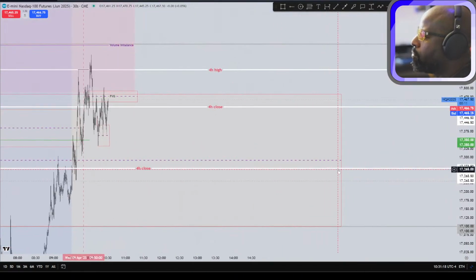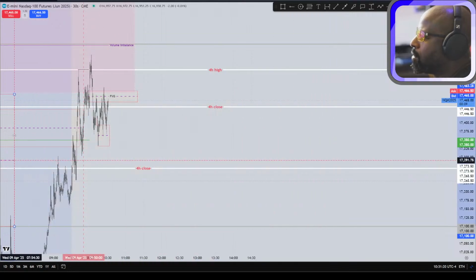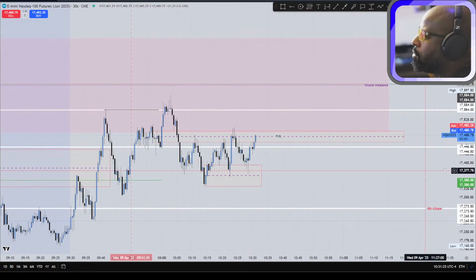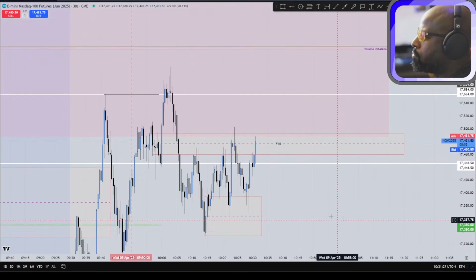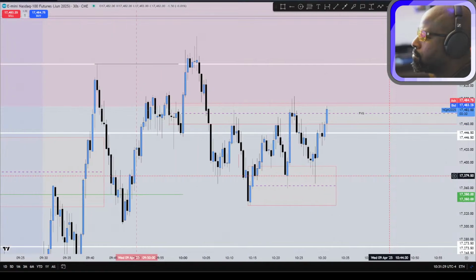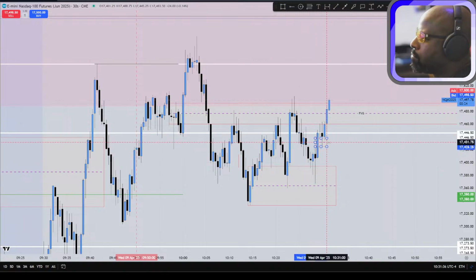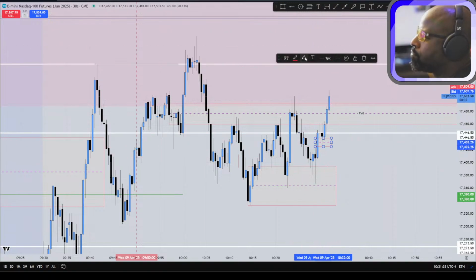Let's remove some of the things here so we can have a clearer look at the price. See the small imbalance here. Then we moved up.